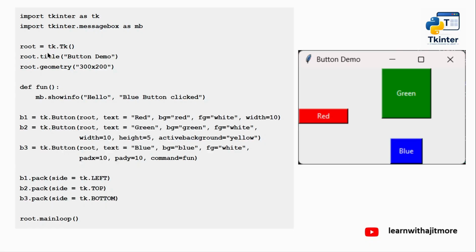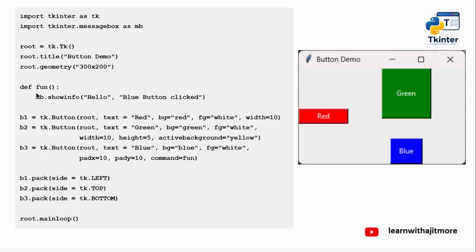Okay, so first thing what I've done is I've created the main window, tk.Tk, T capital. The object of class Tk will create this main window. The main window is created. Then I have set the title of the main window, button demo. Then I have set the geometry, that is 300 by 200.